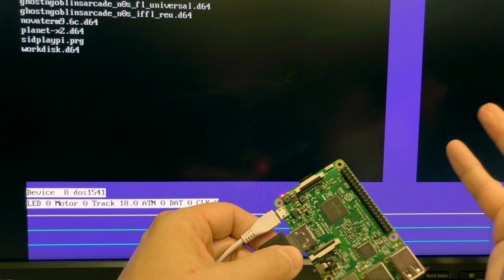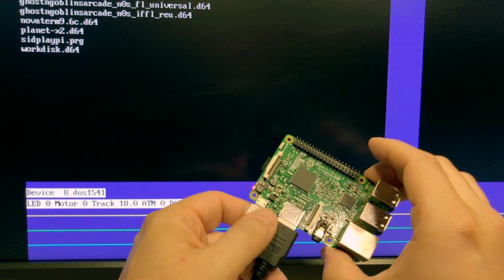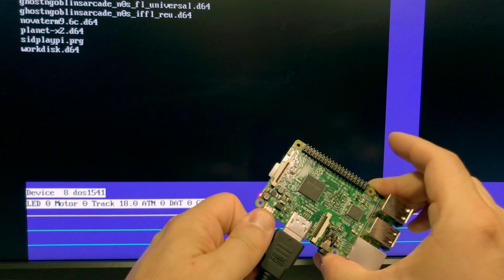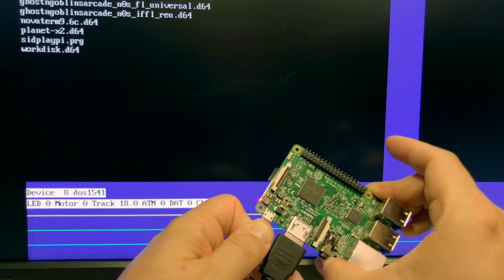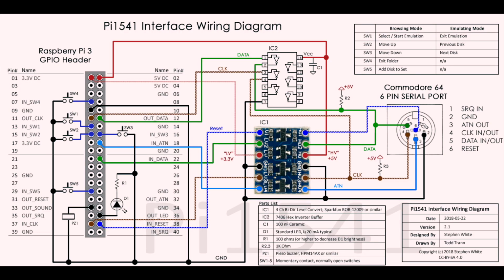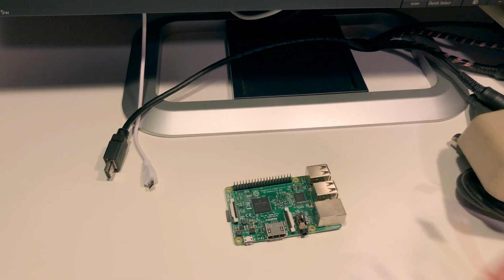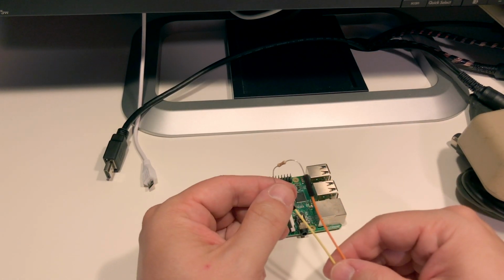So what's happening here is that when you don't have any hat hardware connected to the Raspberry Pi, there is no signal pulling up the reset. So it will actually boot up. It will load all the ROMs. But at that point, Pi1541 might get stuck in a reset loop. And the reset loop prevents the browser from starting.